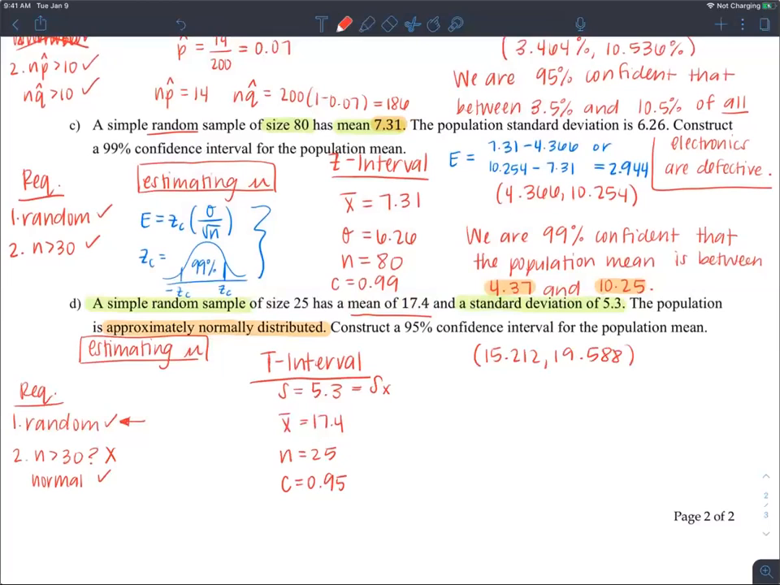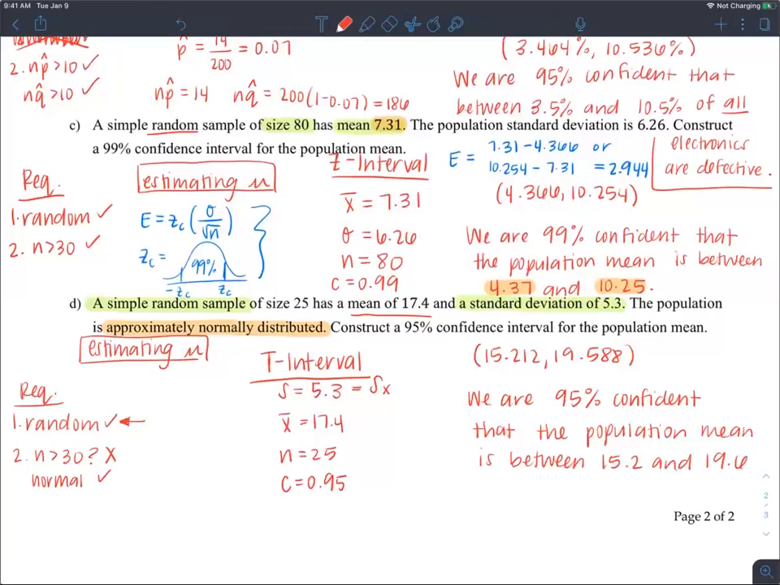To interpret this, we are 95% confident that the population mean is between 15.2 and 19.6.